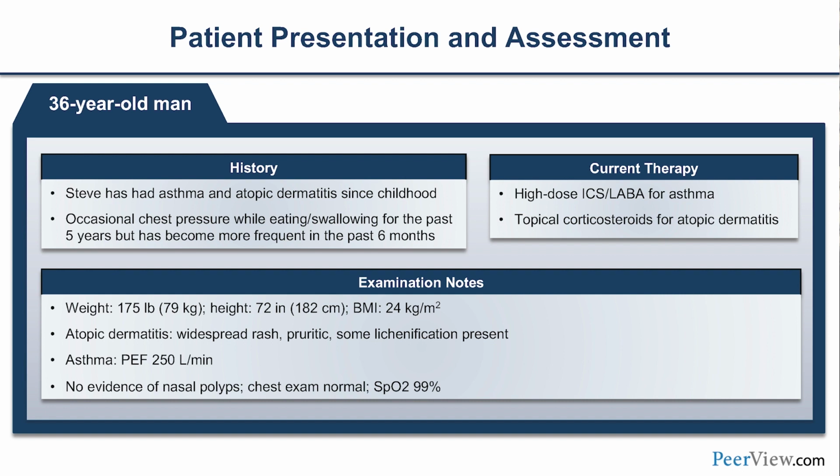On his physical exam, he weighs 175 pounds, is 72 inches tall, and has a BMI of 24. On his skin exam, evidence of atopic dermatitis is seen with widespread pruritic rash and some lichenification. On peak flow testing, this is decreased at 250 liters per minute. He has no evidence of nasal polyps, his chest exam is normal, and he's satting well on room air. As we've just reviewed, Steve is experiencing a sensation of chest pressure while eating or swallowing.